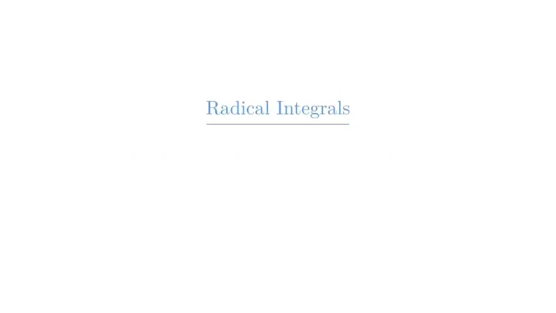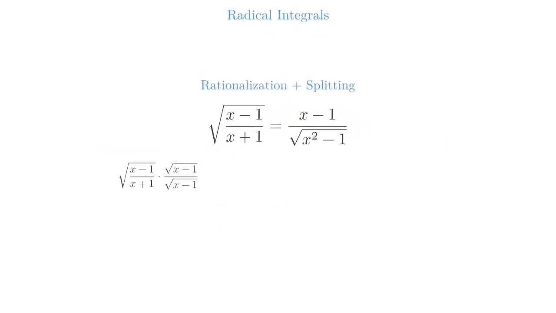This video shows how to evaluate integrals containing square roots by using algebraic manipulation and substitution techniques. We'll rationalize the integrand by multiplying numerator and denominator inside the square root by x minus 1. This gives us x minus 1 over the square root of x squared minus 1. Then we split into two standard integrals and evaluate each one. Let's work through it on the diagram.